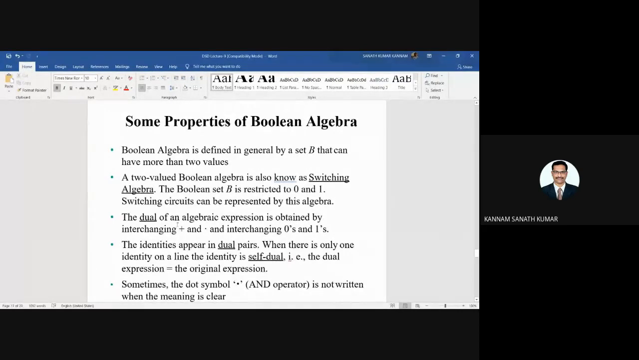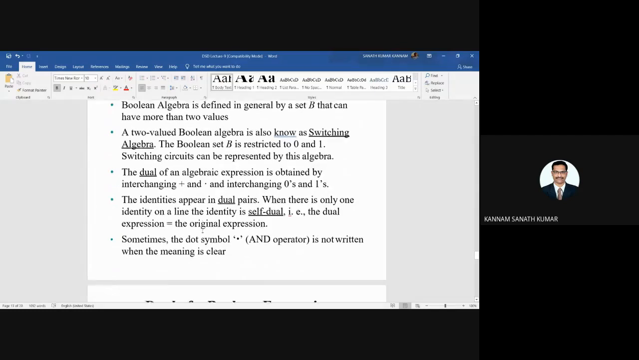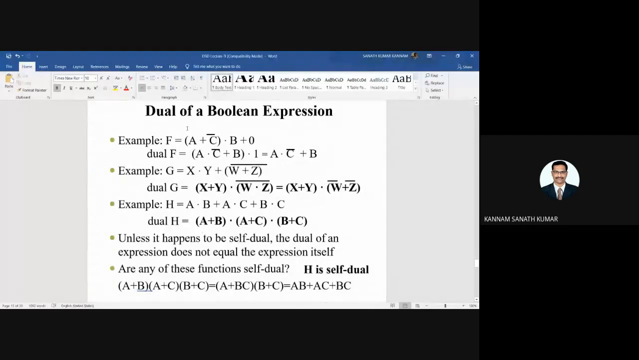So you have the dual of an algebraic expression. Dual means interchanging the OR operator to AND operator, and zeros to ones. So this is a dual. Now if you see the dual of Boolean operations, here f equal to A plus C bar into B plus 0.